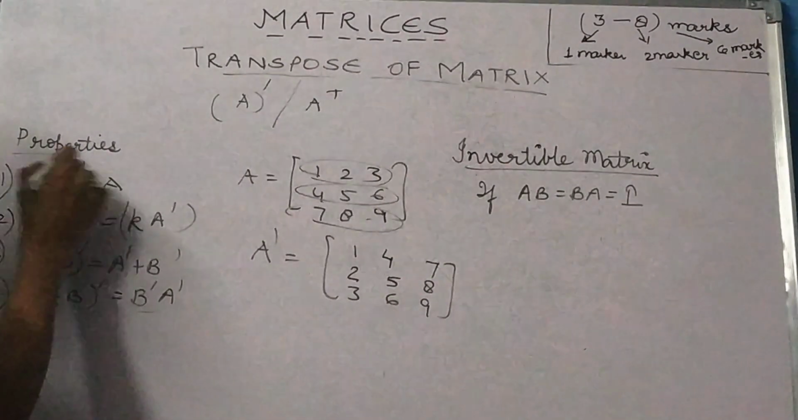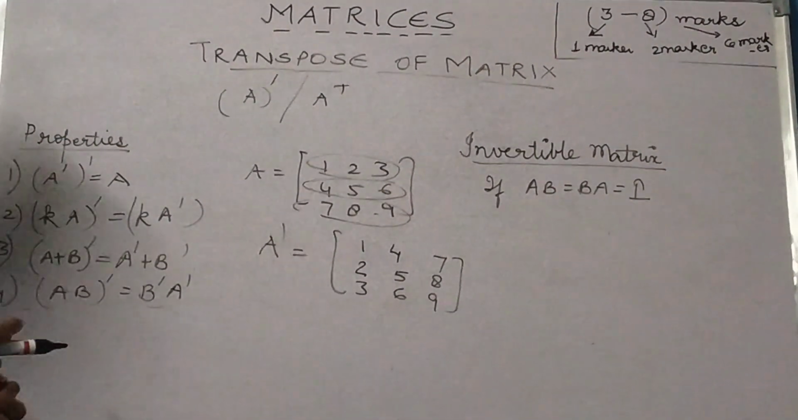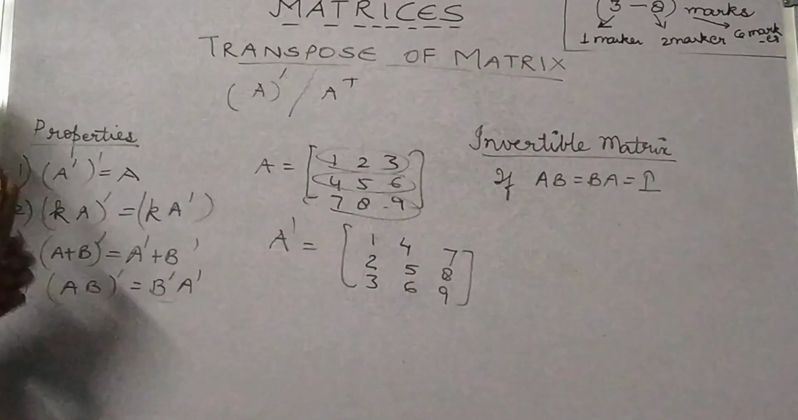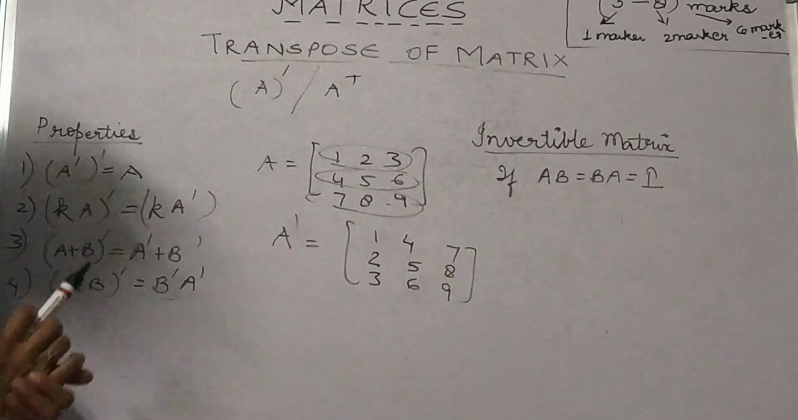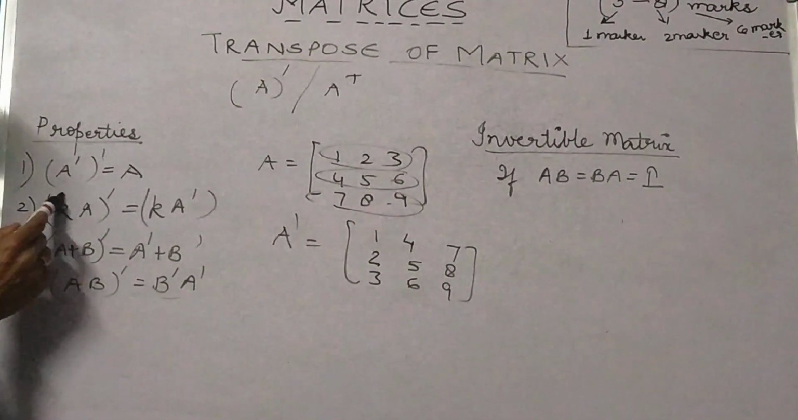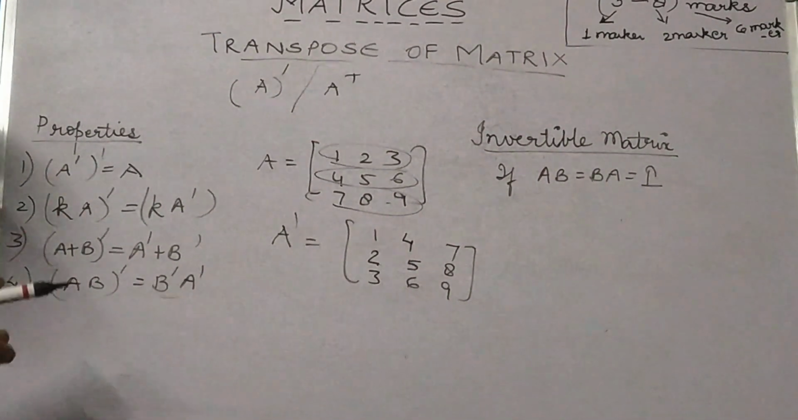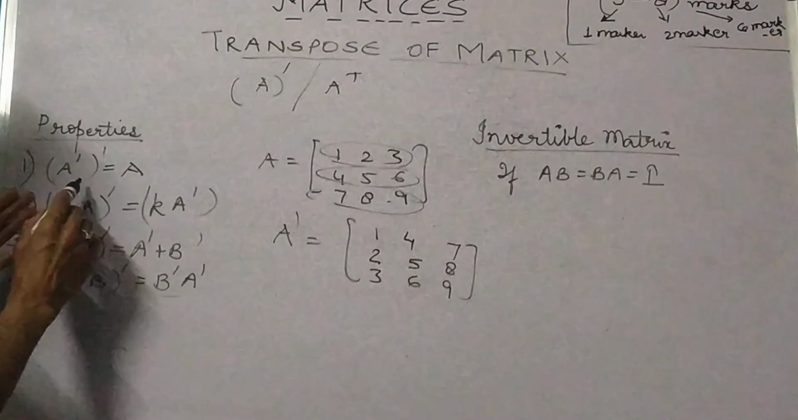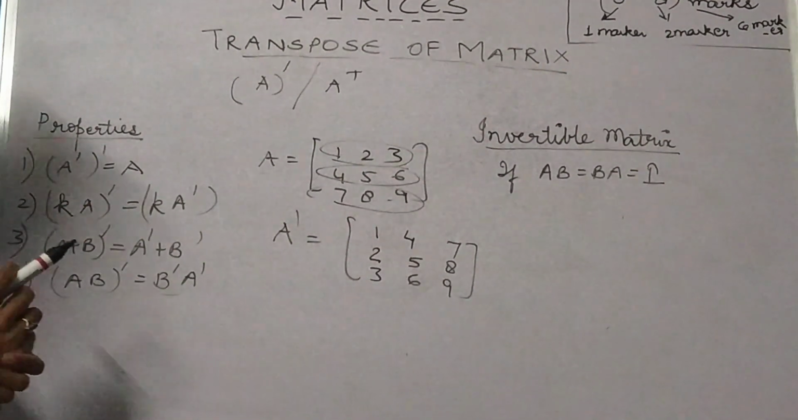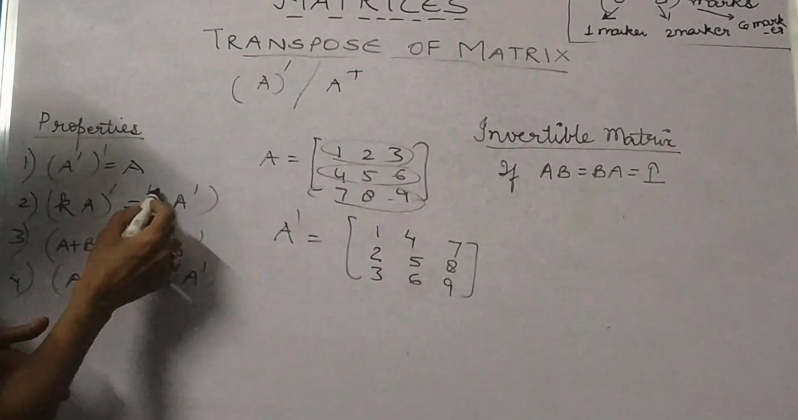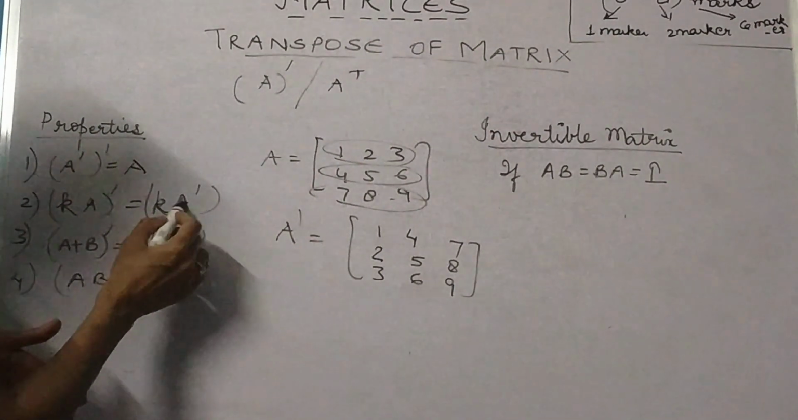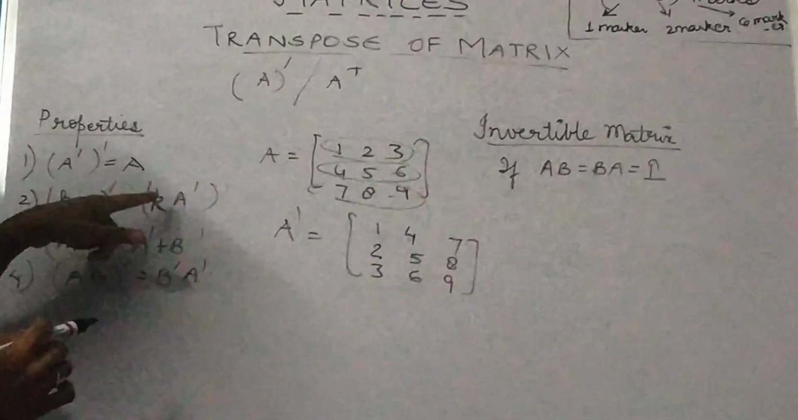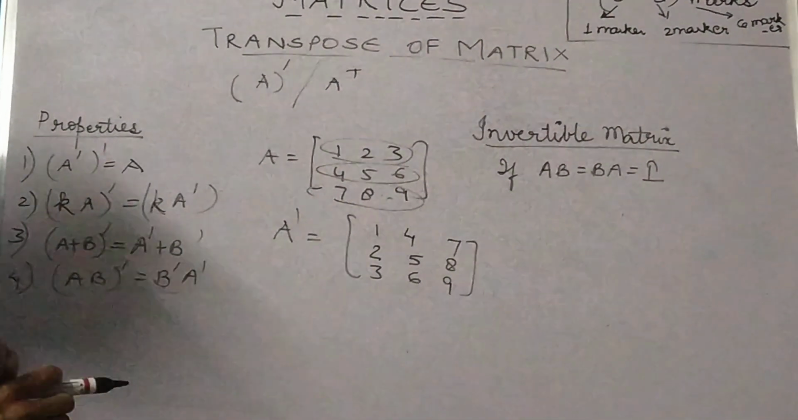Now here it follows some of the properties. If we find transpose of transpose matrix, then we get A. Second property, if K is a scalar quantity, if K is multiplied with matrix A and its transpose is taken, then it can simply be written as scalar quantity A transpose. That means we are just doing transpose of A and it will not affect this scalar quantity.